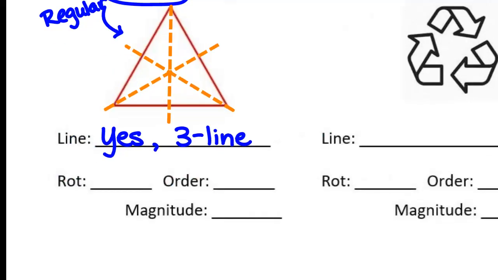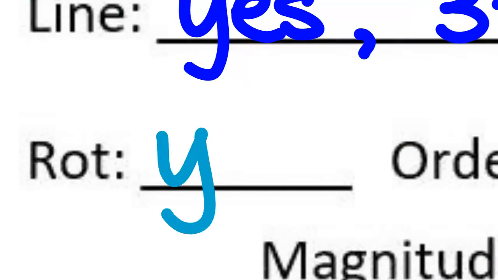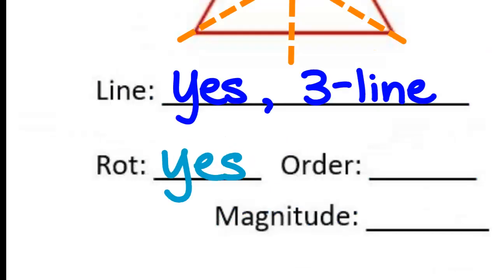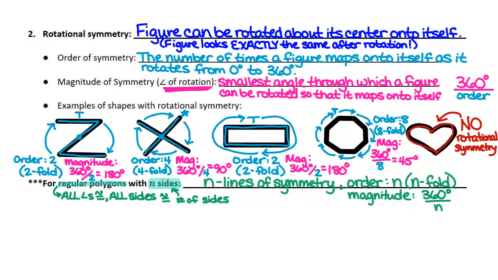Do we have rotational symmetry? Yes. With an order of what? How many times could I twist this and make it map on top of itself? What rotational symmetry means, that's what we just did all these examples of right back here.